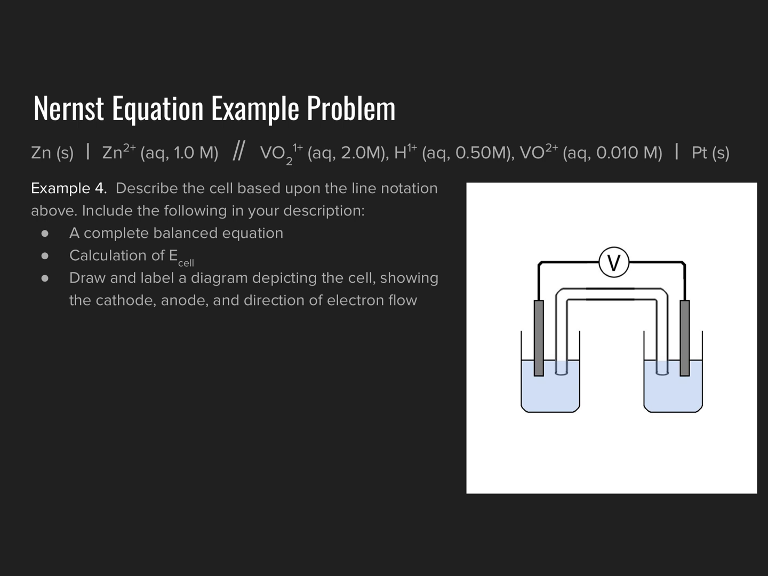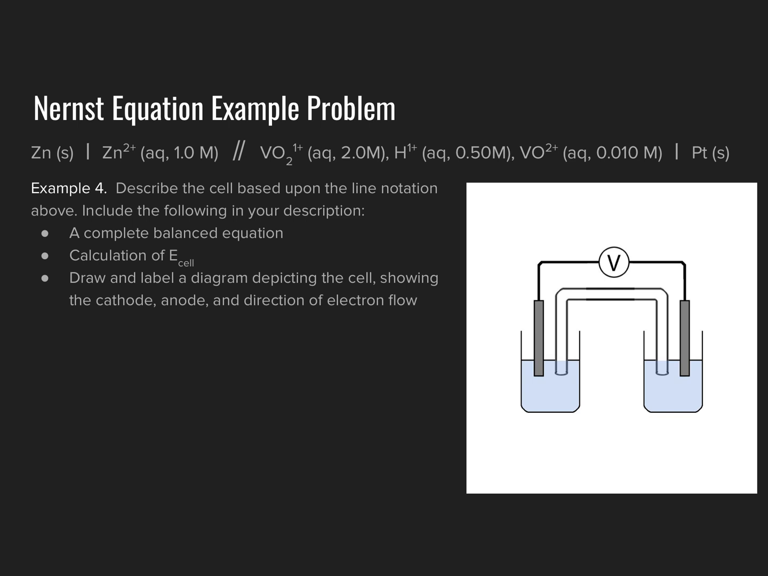We will also ask you to find the operating cell potential, that is E cell, for the cell as it operates under non-standard conditions. And then also we're going to ask you to draw and label a diagram depicting the cell showing the location of the cathode, the anode, and the direction of electron flow. So lots of things to accomplish here. Let's go ahead and get started.